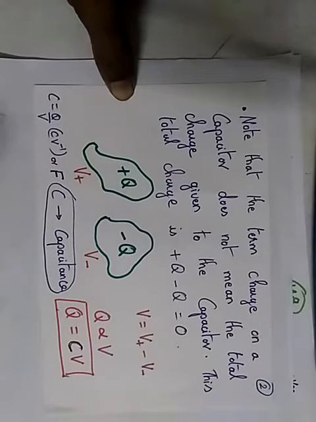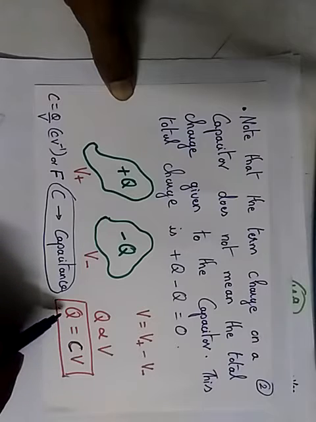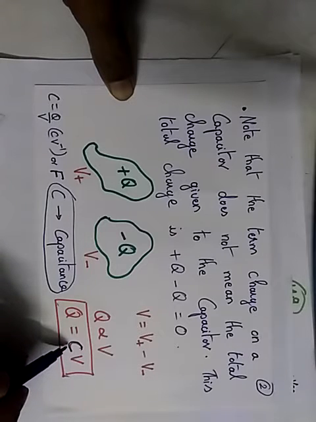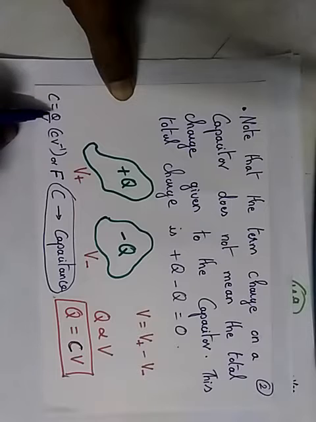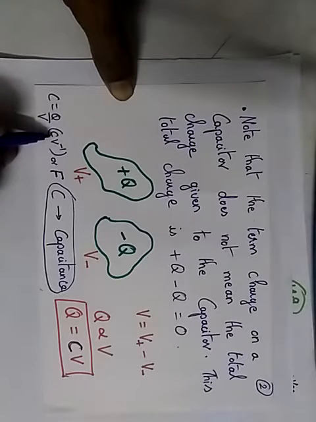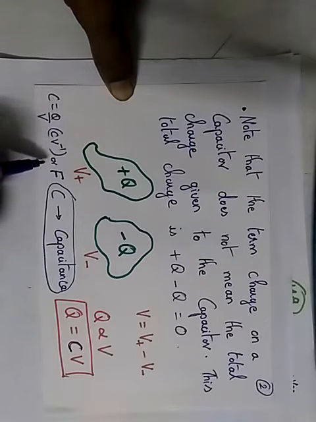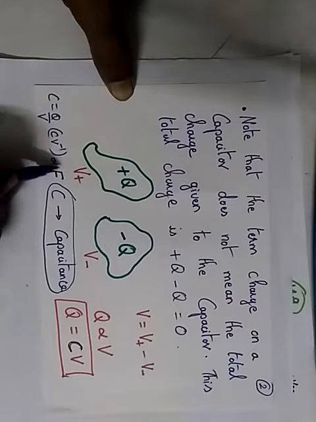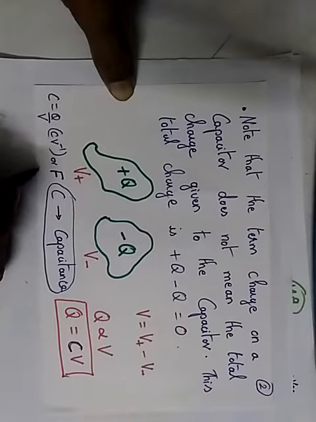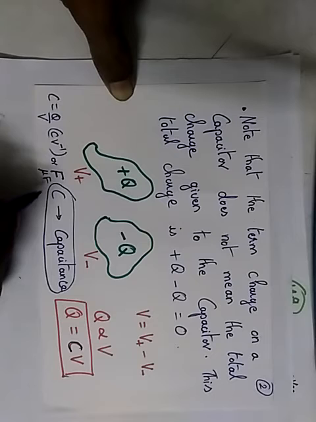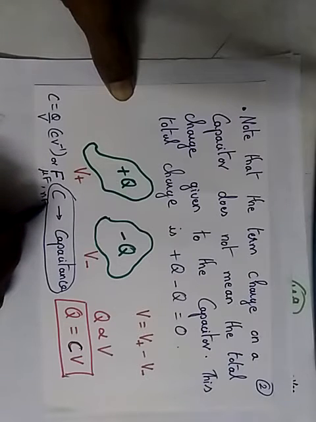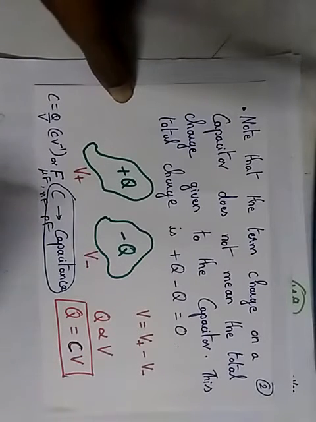So now if you look into the formula, Q is equal to CV, therefore C is equal to Q by V. The unit of charge is coulomb. The unit of potential difference is volt. So if you bring this volt to the numerator, coulomb volt power minus 1, or equivalently you can say it as farad. Farad is a big value. So generally if you buy a capacitor, it will be in microfarad, nanofarad, picofarad, like that.